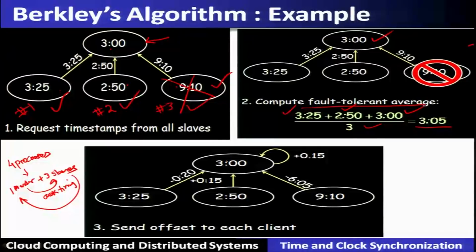So, with this 3:05, this particular offset is required for slave number 1, this offset for slave number 2, that is plus 15, and this offset will be calculated for slave number 3, and this will be sent to each client. Hence the Berkeley algorithm will do the internal synchronization.